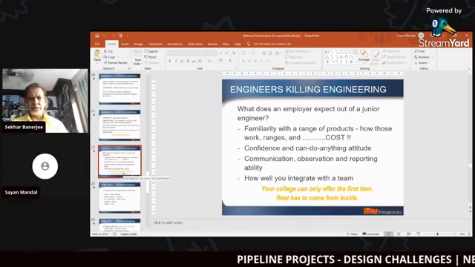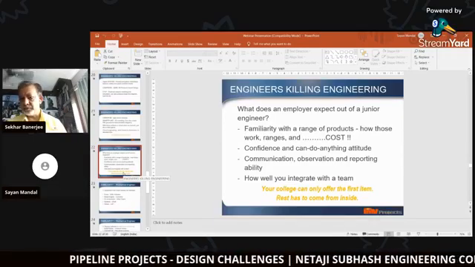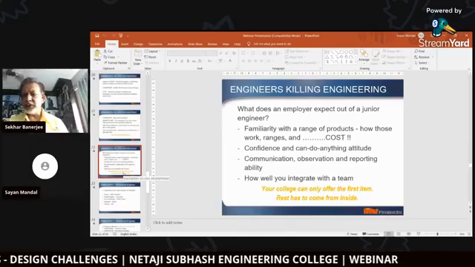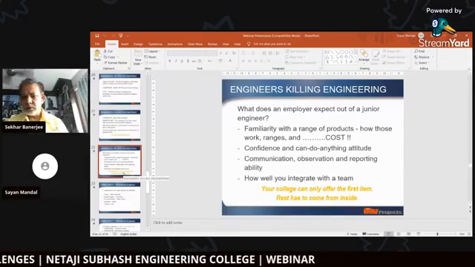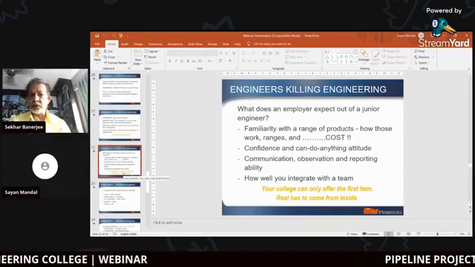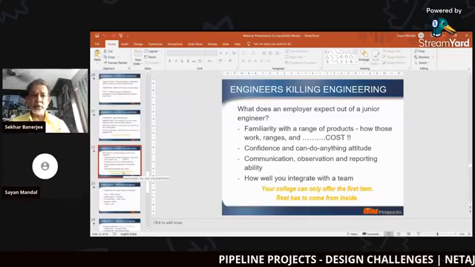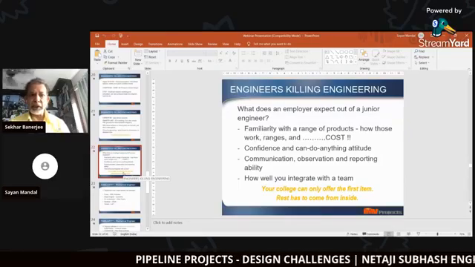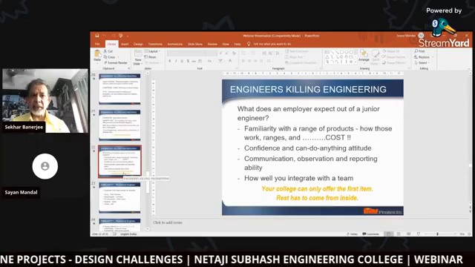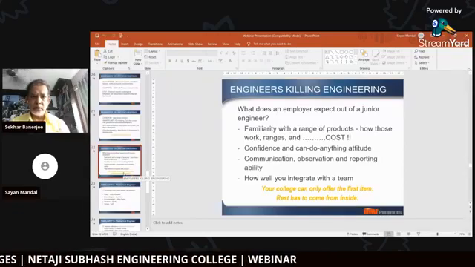Okay, let's see. What does an employer expect these days out of a junior engineer? They expect familiarity with a range of products, like how they work, the ranges, and cost. Yes, cost. Engineers, when they provide the engineering solution, have to have a very clear idea then how much it will cost to the customer, right?